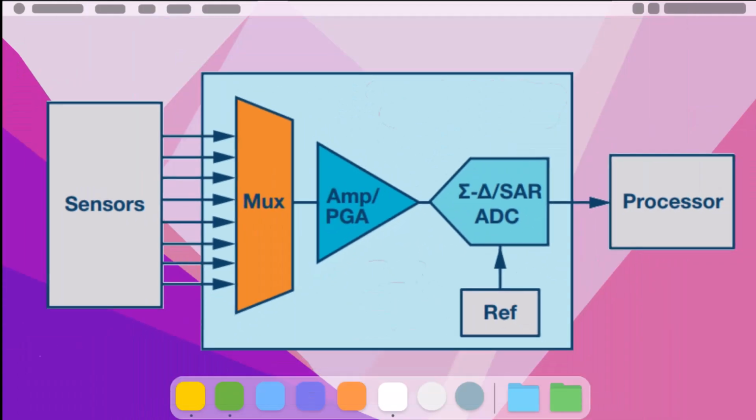Here is a block diagram of a typical A to D converter. On the left you have a lot of sensors, and they are then fed to the multiplexer, which selects one input at a time, feeds that analog voltage to the programmable amplifier, and then feeds that signal in its turn to the ADC to be converted.